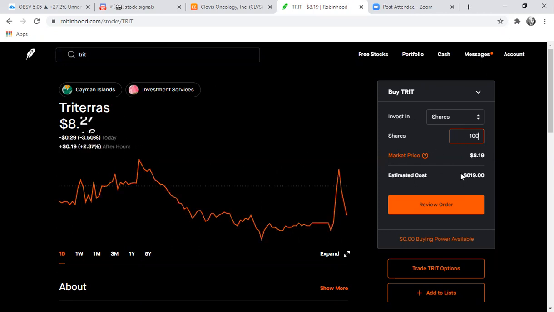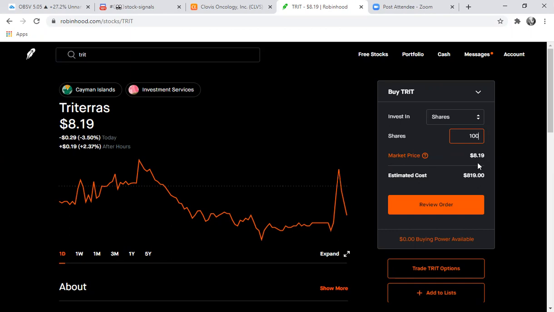All right. My price target is $10. So if Tratera goes up to $10, you're generally profiting about $180. Okay. Around that range. So this will be about actually $1,000. So this will turn from $819 to $1,000. Congratulations, you came out with $180 of profit.